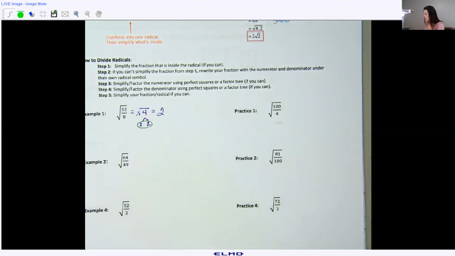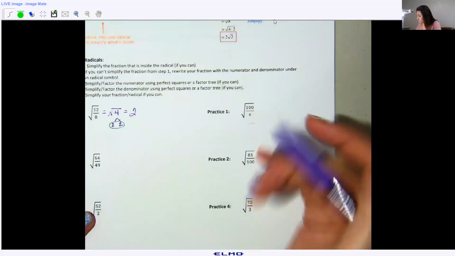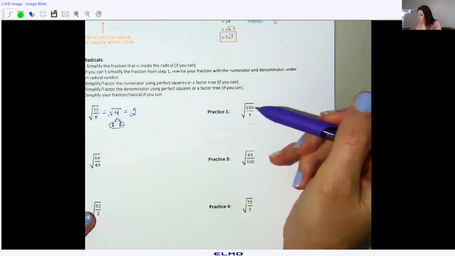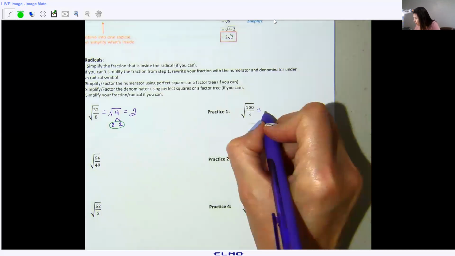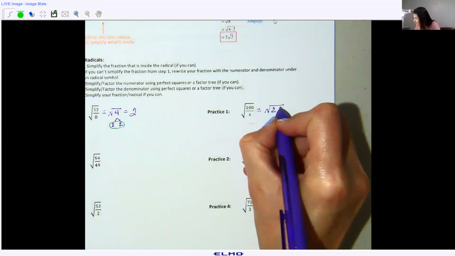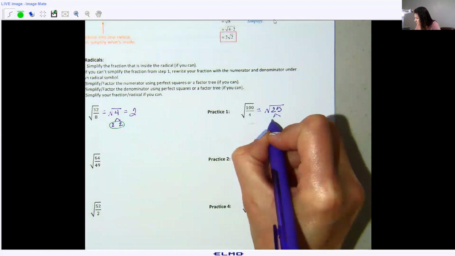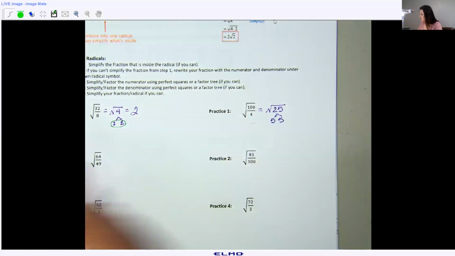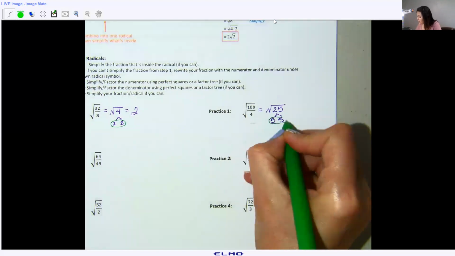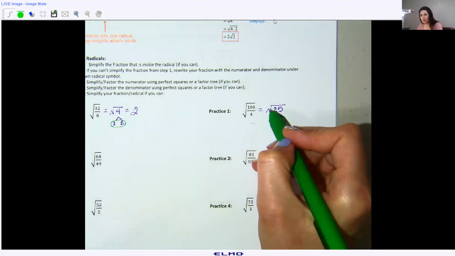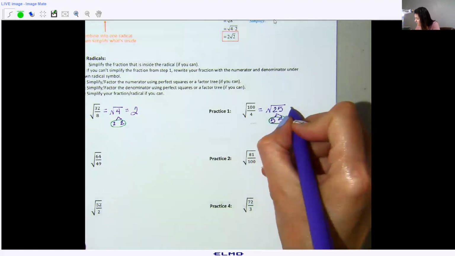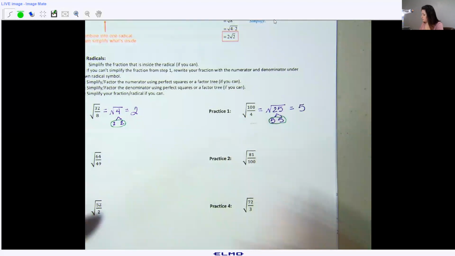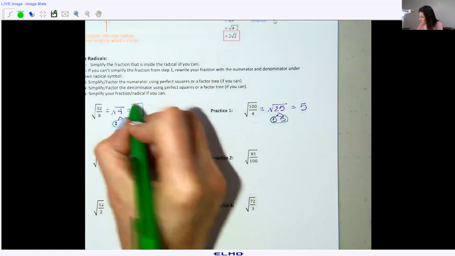All right, so moving on to practice number 1. Step 1, can we simplify the fraction? And the answer is yes. 100 divided by 4 is 25. And then 25 breaks down into a group of 5s. Now, if we don't see an index here, then we assume that it is a 2. Okay. So the answer here is 5.